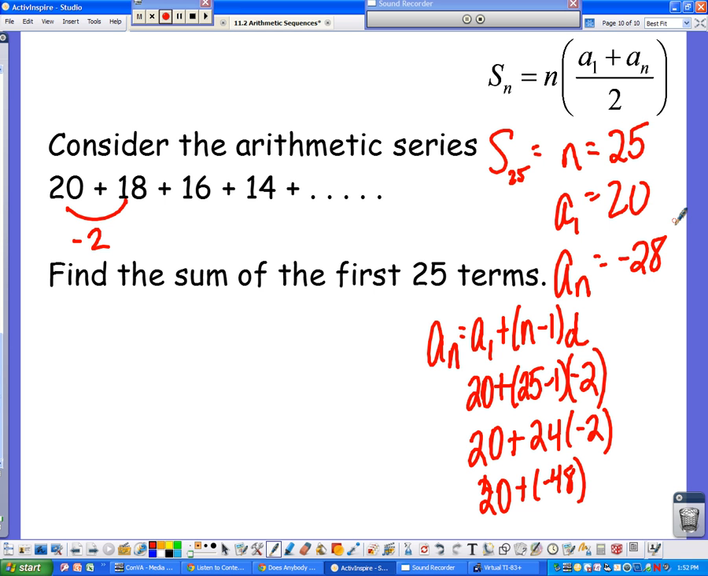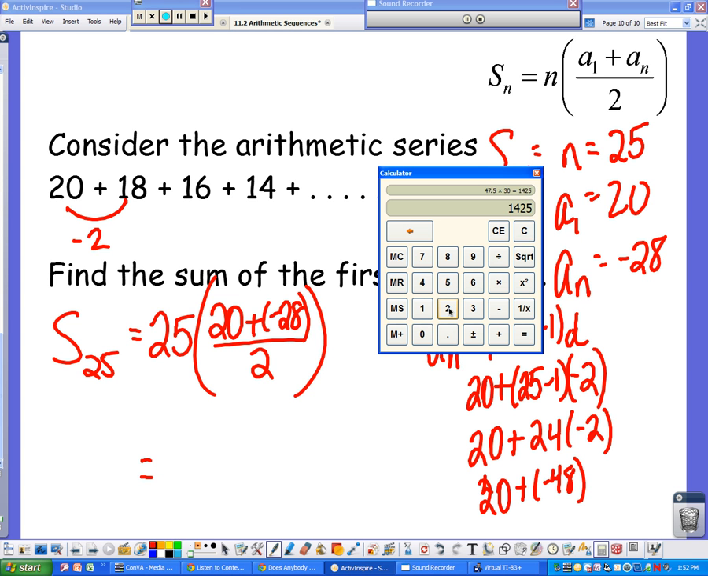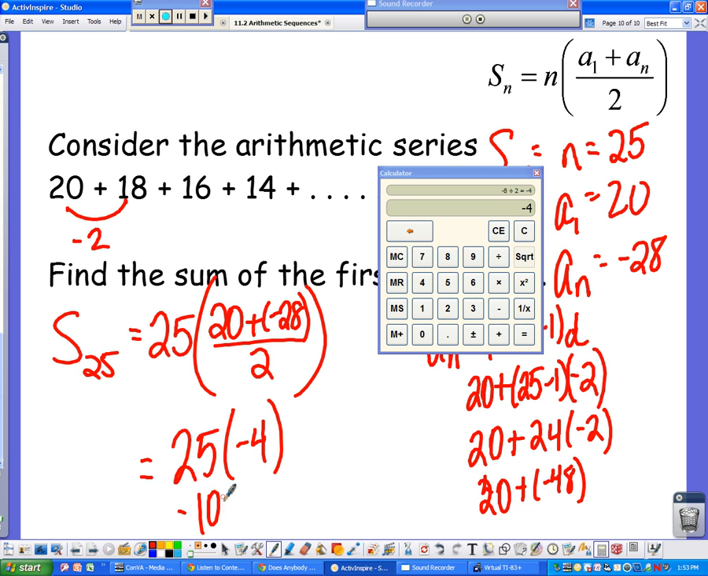Now that I've got all my pieces, I can find the sum of the first 25 terms. My n is 25, times 20 plus negative 28, my a sub n, and divide it by 2. So 20 plus negative 28 gives me negative 8, and then divide by 2, I get negative 4. So 25 times negative 4 gives me negative 100. That's my answer.